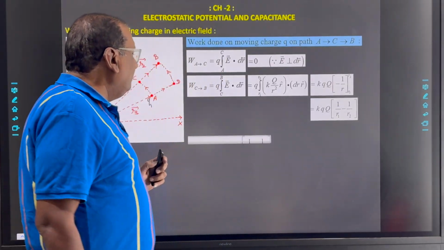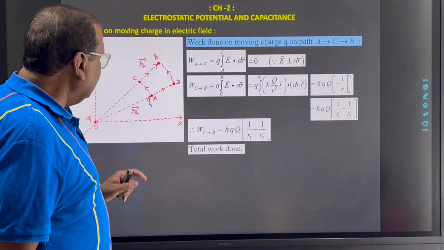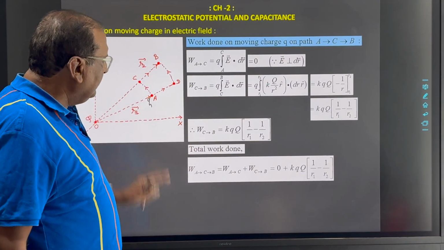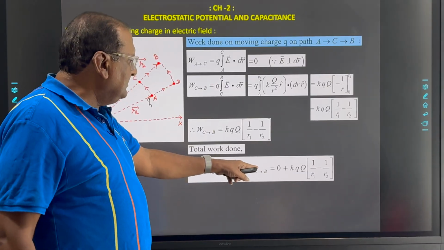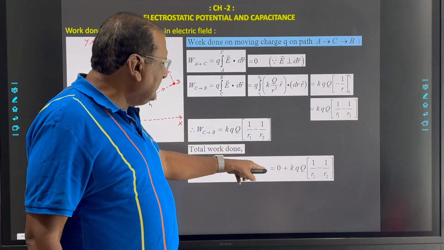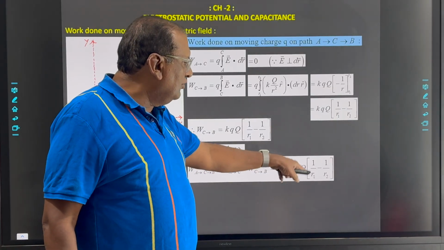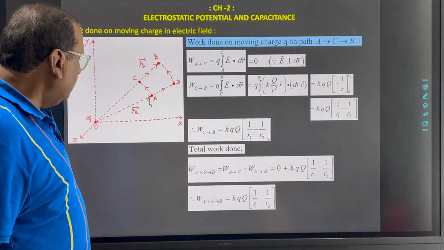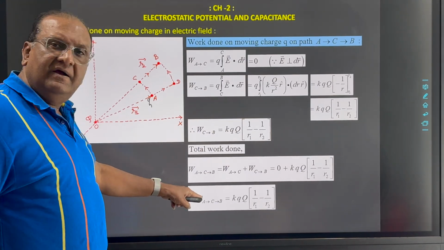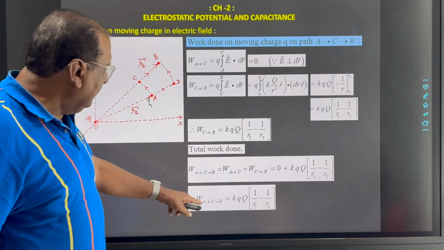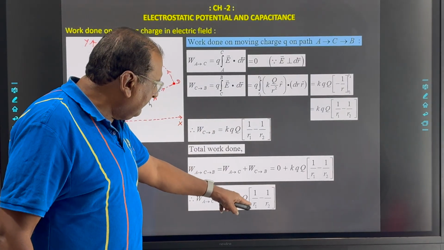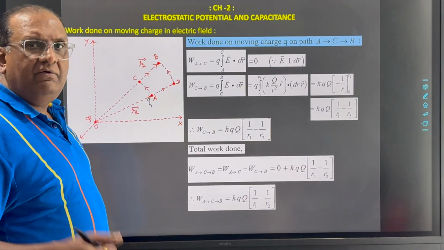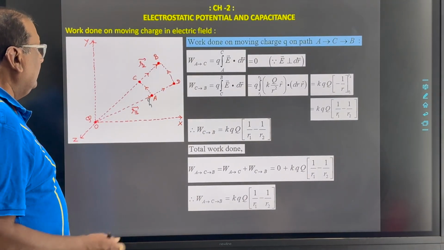So now total work done on moving charge q from A to C, C to B, that is 0 for A to C, then C to B, KQq into 1 upon R1 minus 1 upon R2. So total work done on the path A to C to B is KQq into 1 upon R1 minus 1 upon R2. Now let's discuss another path.